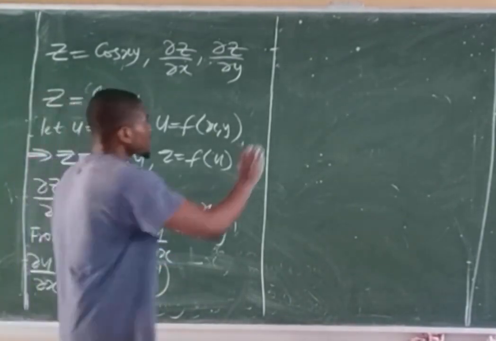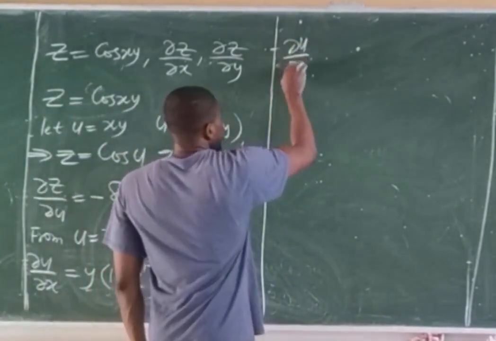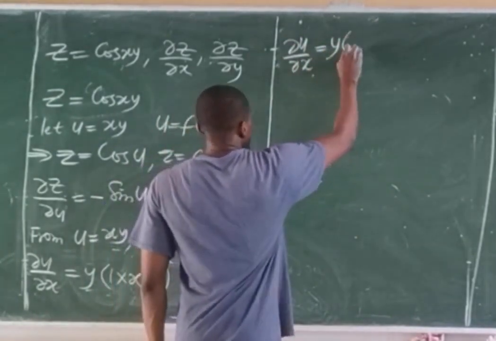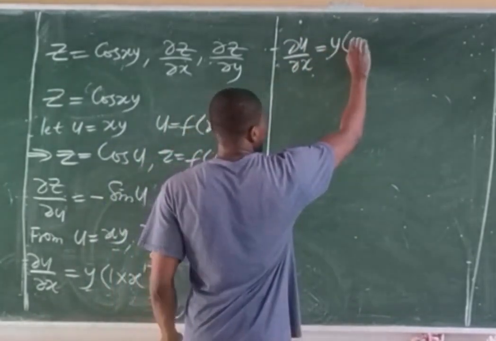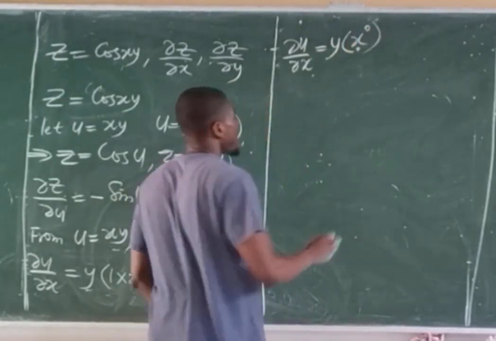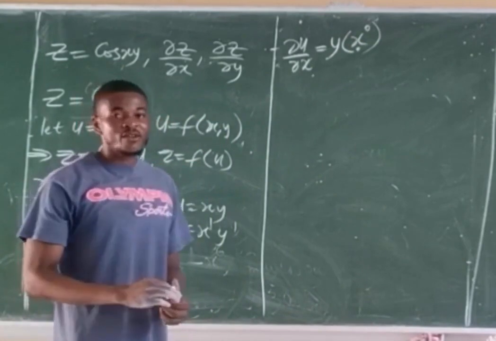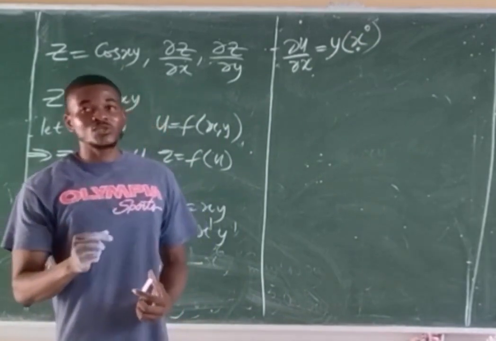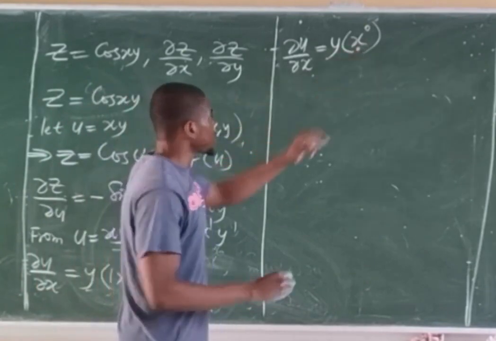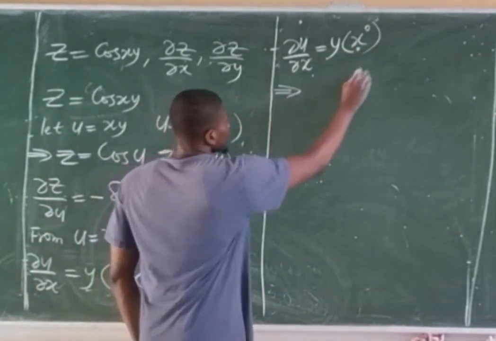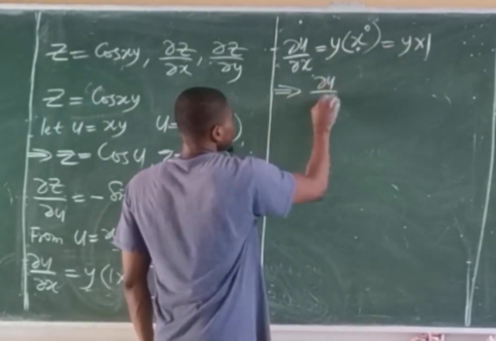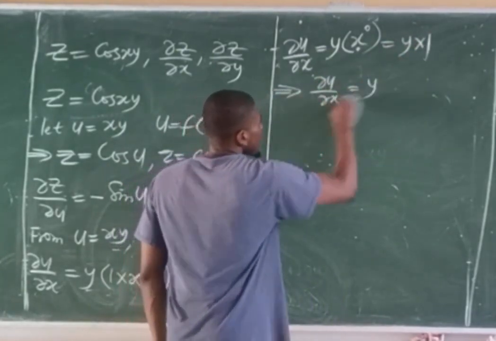So it means that partial u, partial x is now equal to y times x. 1 times x remains x. 1 minus 1 is 0. Any variable or any number apart from 0 raised to the power of 0 is simply 1. So x raised to the power of 0 is 1. So this is simply y times 1. So the partial derivative of u with respect to x is simply y.